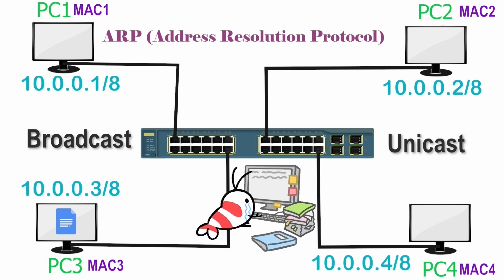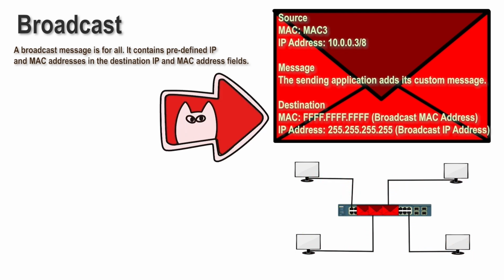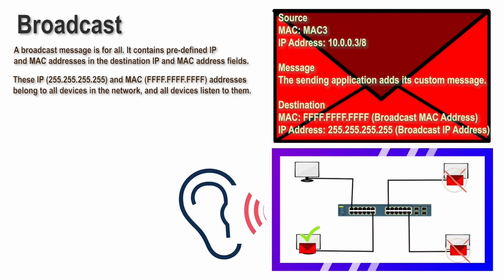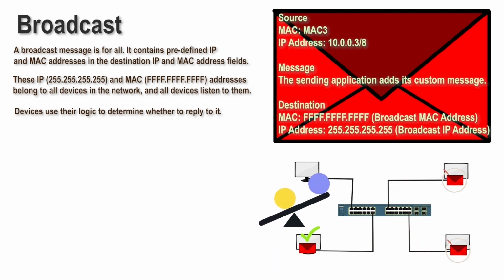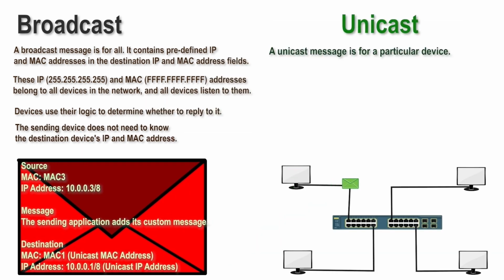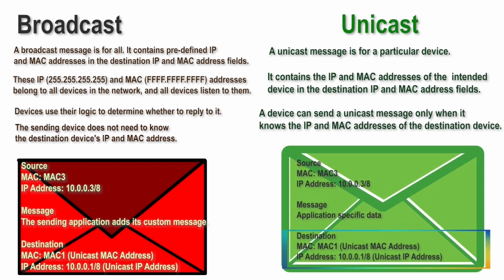Let us quickly summarize these things. A broadcast message is for all. It contains predefined IP and MAC addresses in the destination IP and MAC address fields. These IP and MAC addresses belong to all devices in the network. All devices listen to them. Devices use their logic to determine whether to reply. The sending device does not need to know the destination device's IP and MAC address. A unicast message is for a particular device. It contains the IP and MAC addresses of the intended device in the destination IP and MAC address fields. A device can send a unicast message only when it knows the IP and MAC addresses of the destination device.